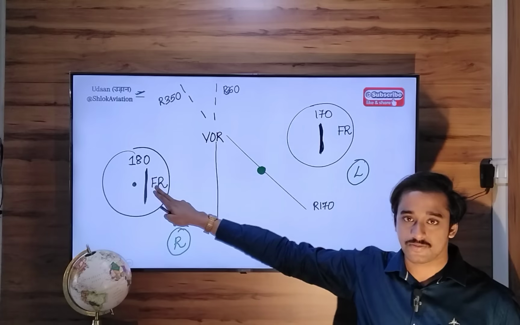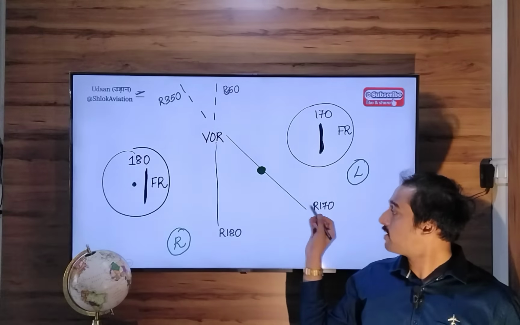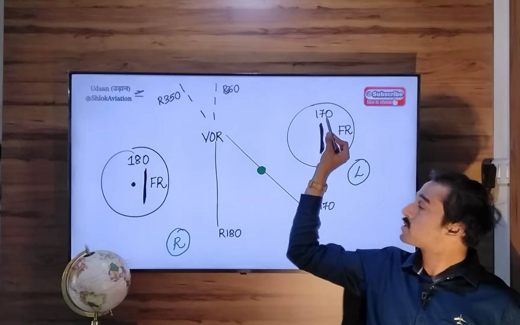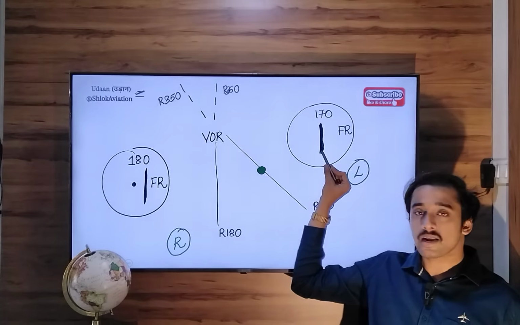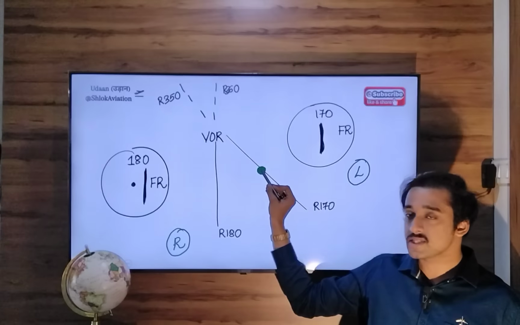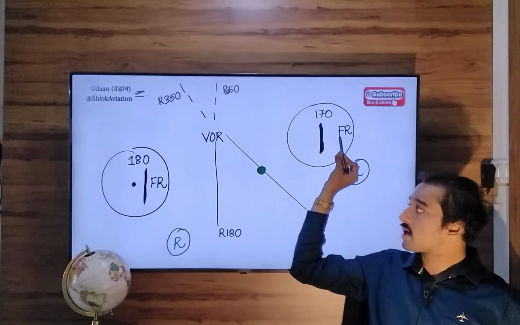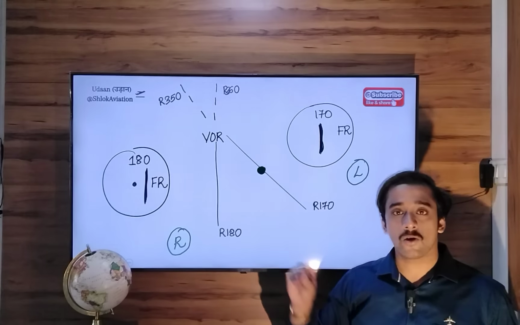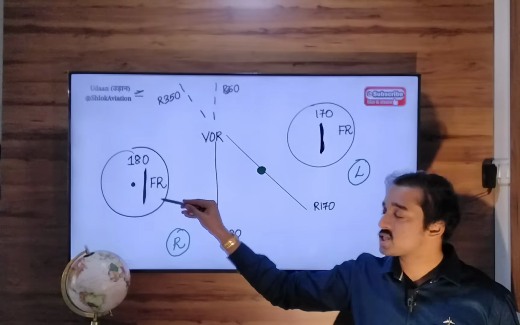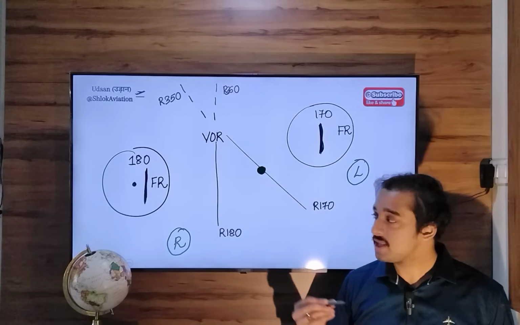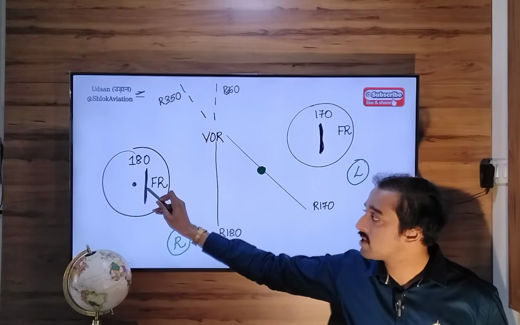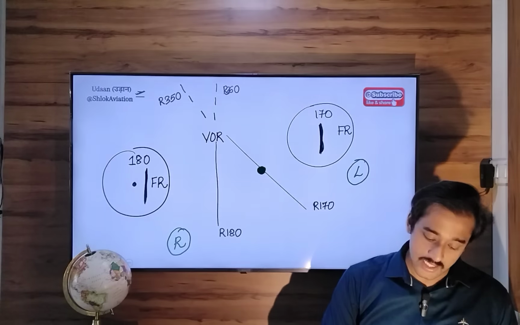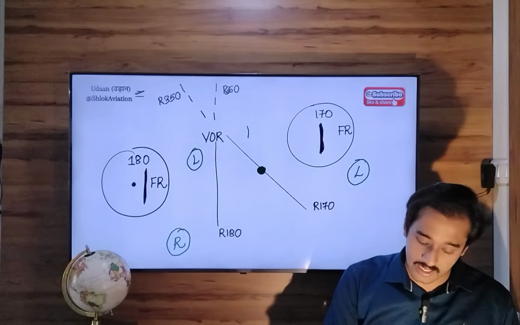Now, if we put some other radial, for example 350 or 360, we will get a TO indication over here. With 170, the reciprocal is 350. So if you put 350 here, the CDI needle remains in the center because the aircraft is on the center of the radial, and this will become a TO indication. If you put 360 here instead of 180, the FROM indication will become a TO indication, and in that case the CDI needle will go to the left hand side, because going inbound, this is your left hand side and this is your right hand side.